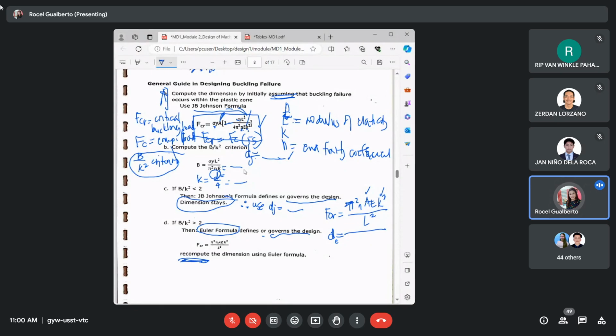Okay, nasagot natin. Tapos po, pag nakita po natin less than 2 yung naging result ng criterion, tama yung sagot na yon. But then if it's greater than 2, then mali po. You need to recompute using the Euler formula. Okay? It simply means that yun pong ating failure is not on the plastic zone but rather andun sa elastic zone. Kaya ang dapat na gamitin natin na equation is the Euler formula. Okay?